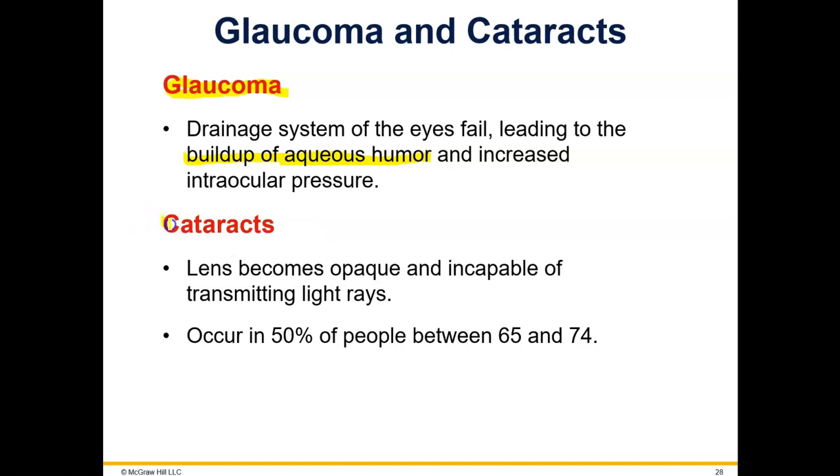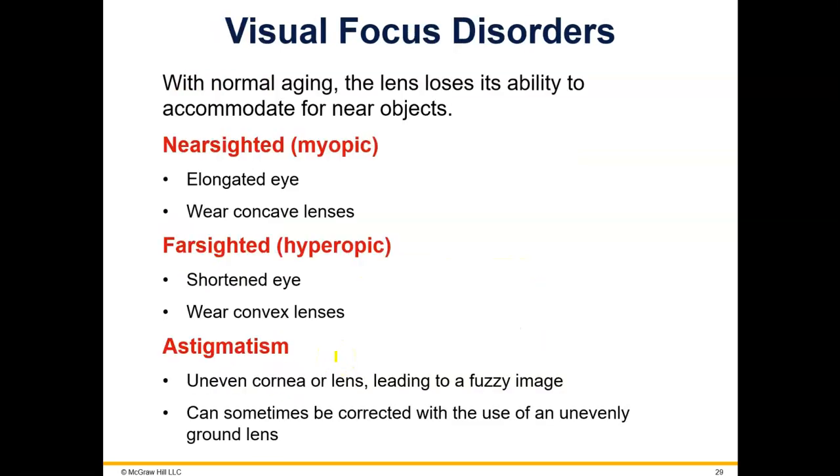And then you can have cataracts, and that's when the lens becomes opaque. It makes it hard to see. When it's opaque, it's incapable of transmitting light rays, and that tends to happen more in older people. And then this can happen with aging, or it can just be something that you're born with.